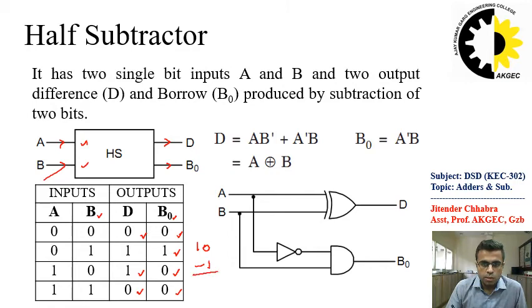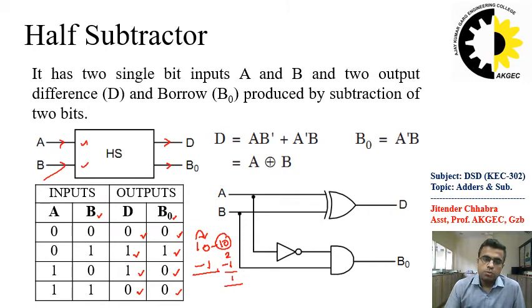So 1 0 minus 1, 0 minus 1 is not possible, so we take a borrow from there. So when we take a borrow, this 0 becomes now 1 0. Now 1 0 is equivalent to your 2, and when we subtract 2 minus 1 we get 1. So that's why we are writing a difference is also 1 and borrow is also 1. So this is the justification of the truth table.